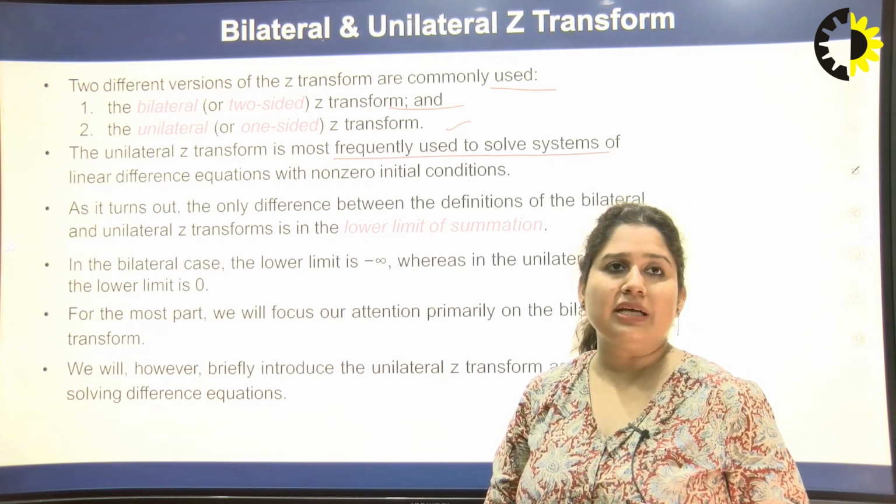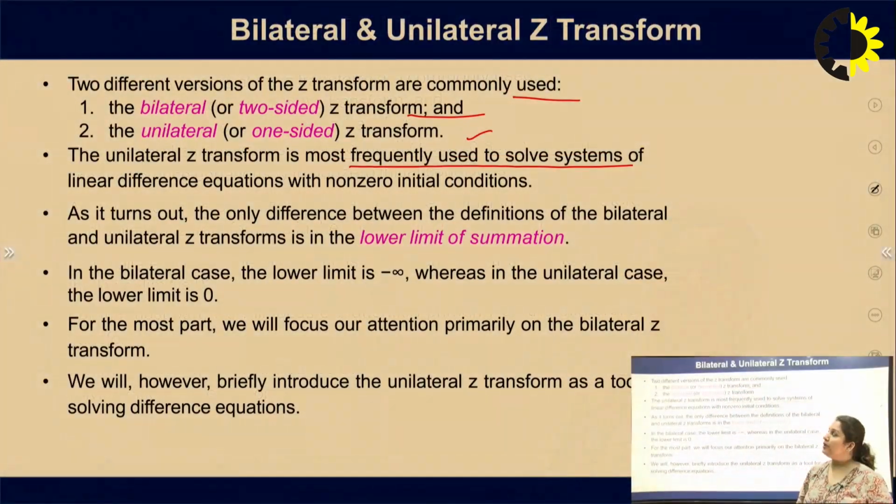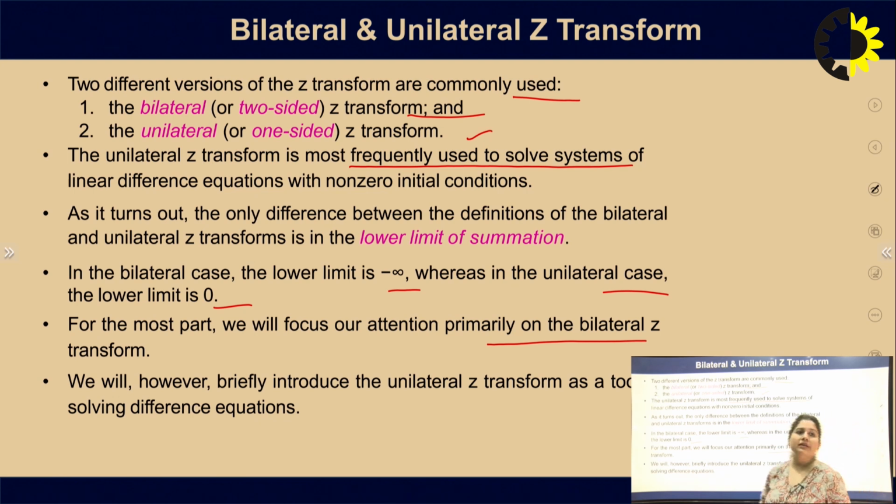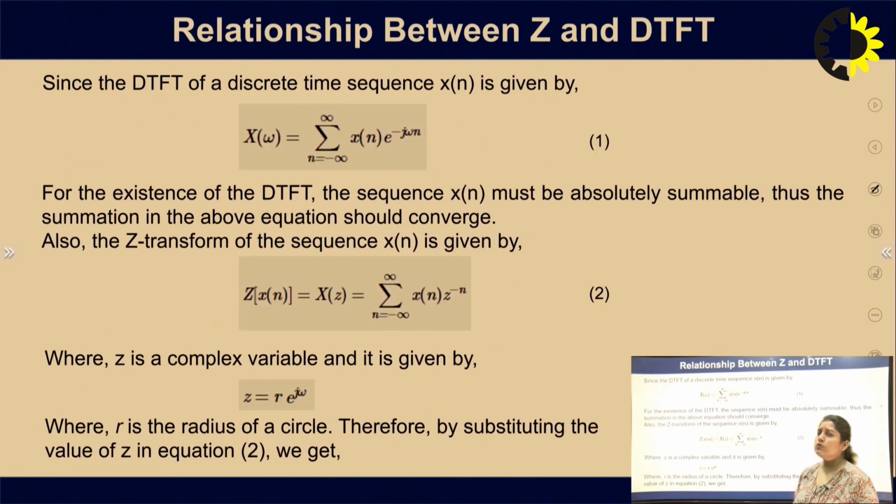As in the case of the Laplace transform, we took from 0 to infinity for unilateral and from minus infinity to infinity for bilateral. In the same way, here the summation will be n equal to minus infinity to infinity for bilateral, and n equal to 0 to infinity for unilateral. So in the bilateral case the lower limit is minus infinity, whereas in the unilateral case the lower limit is 0. For the most part, we will focus primarily on the bilateral Z transform. We will, however, briefly introduce the unilateral Z transform as a tool for solving difference equations. So what is the relationship between the Z transform and the discrete time Fourier transform?